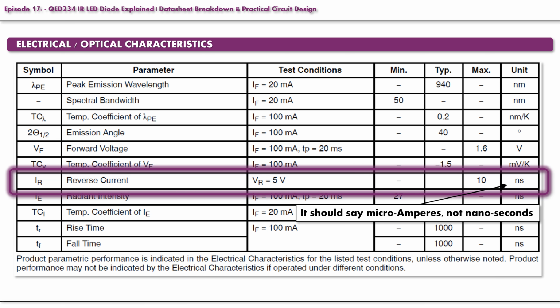Next, if we were to connect our diode the wrong way, flip it, and connect anode to negative, and cathode to positive DC power source of 5 volts, reverse current through the diode would be 10 microamperes. This is well-known diode reverse current. Also, please have in mind that datasheet has an error, it should write microamperes, not nanoseconds. Way to go, manufacturer!